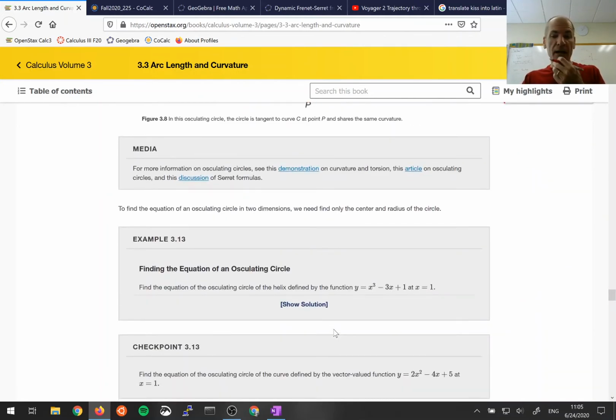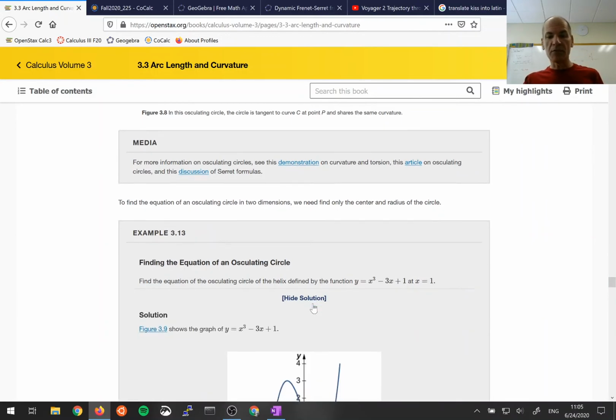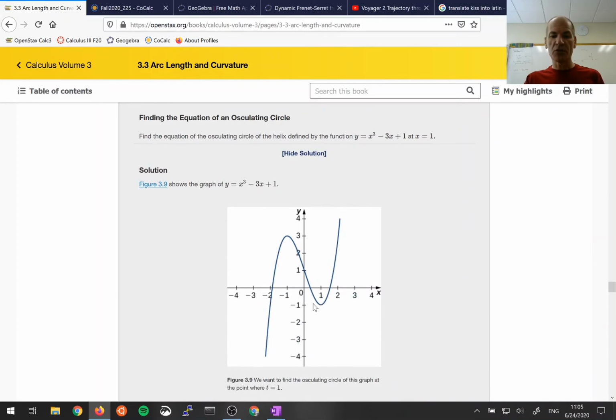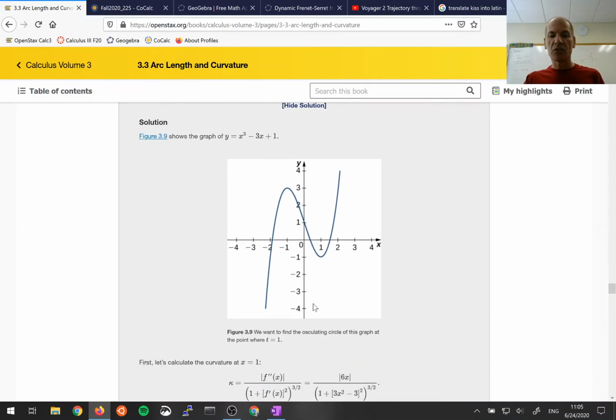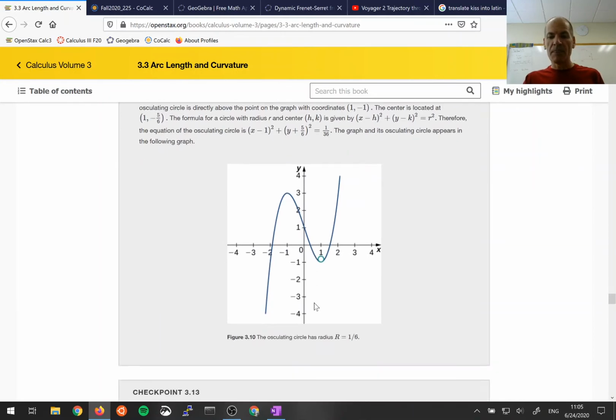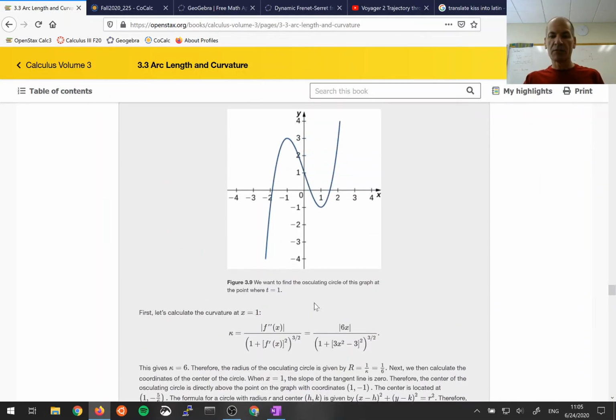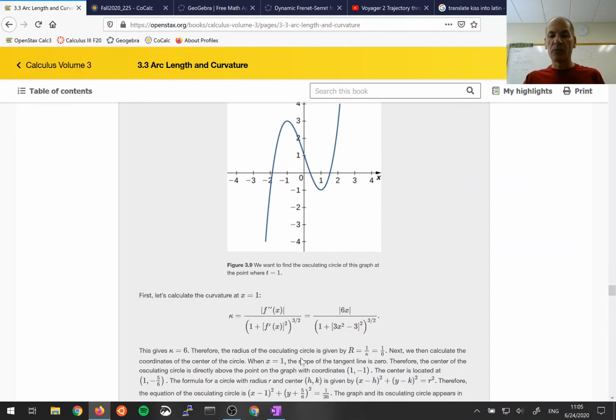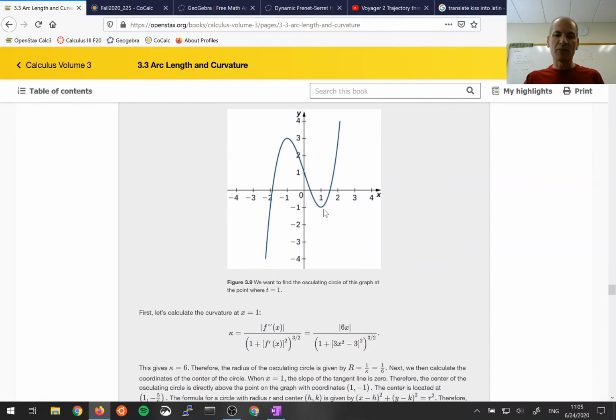Finding the equation of the osculating circle involves a couple of steps. You want to find the curvature of the osculating circle, and then you also have to find the normal direction at the point. So here we find the curvature using the y equals f of x formula, and then we also note that they're interested in the curvature at x equals 1, which is this point here.